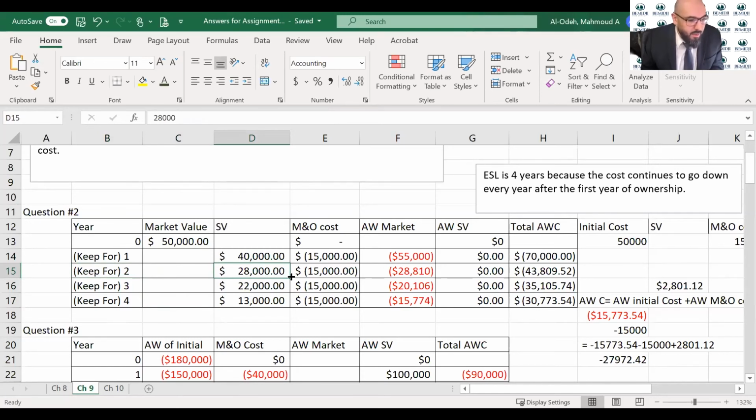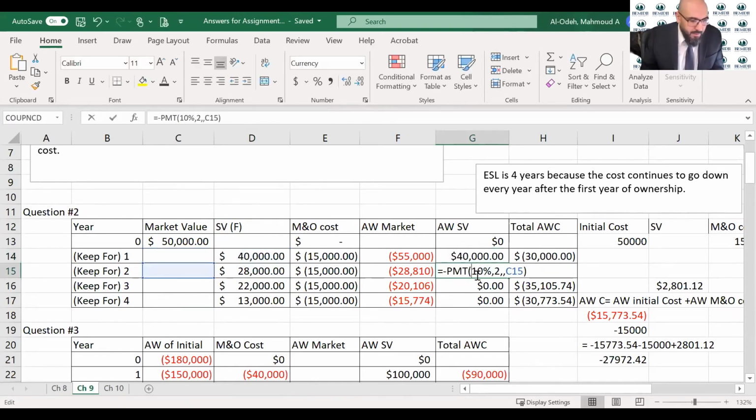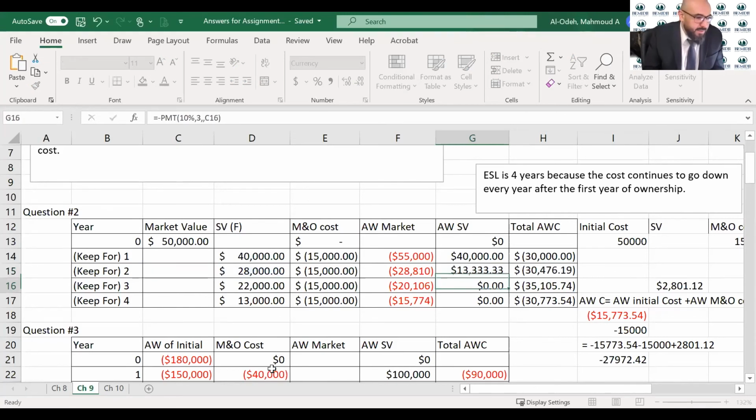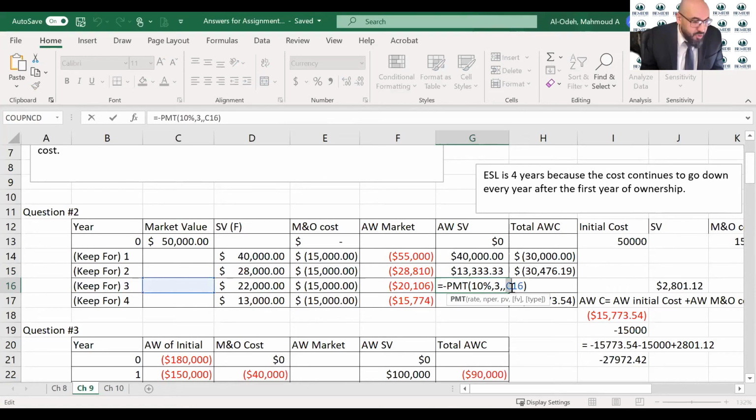And now what we need to do, as you know, the salvage value is in a future format. We need to convert it into the annual format using the PMT function. So if we're going to keep it for 1 year, using the PMT function, the salvage value should be 40,000. Again, if we're going to keep it for 2 more years, the salvage value would be 28,000. For 3 more years, the salvage value should be 22,000. For 4 more years, the salvage value would be 13,000.